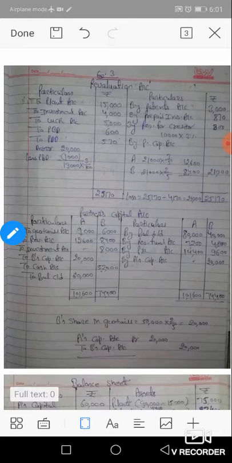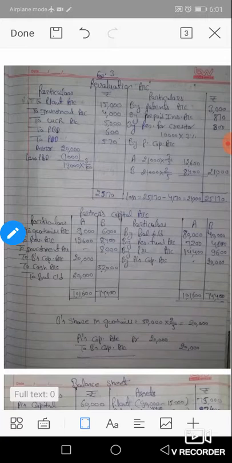Next, the value of patent is to be increased by 3,000, but plant was found overvalued by 15,000. If plant is overvalued by 15,000, then we will reduce the amount of plant by 15,000.